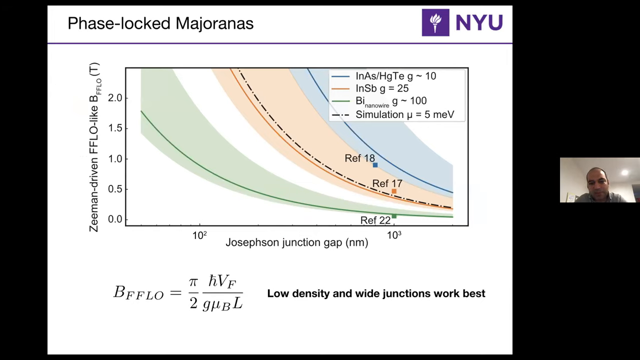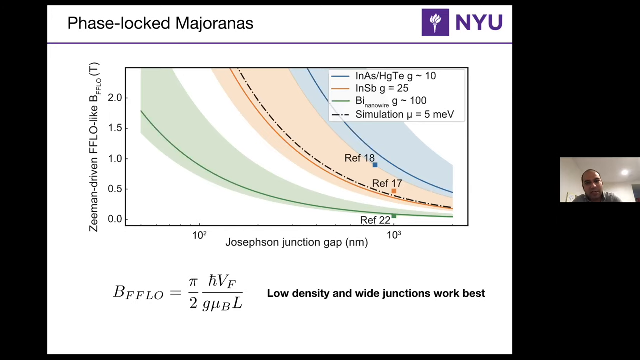For example, in mercury telluride, the densities are usually a few 10 to the 11, and the L that have been used in experiments are on the order of half a micron to a micron. So at less than a Tesla, you can drive the system to a BFFLO. In indium arsenide, usually the density is 10 to the 12, and L we usually work with is 100 nanometer. So if you calculate the equivalent number for the system I will show you, you expect 9 Tesla to be the BFFLO of this system.